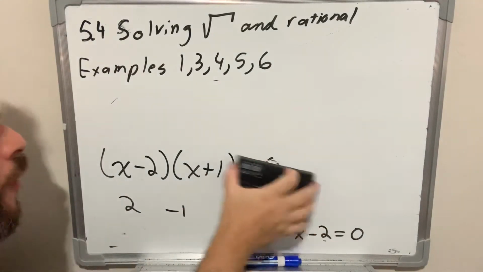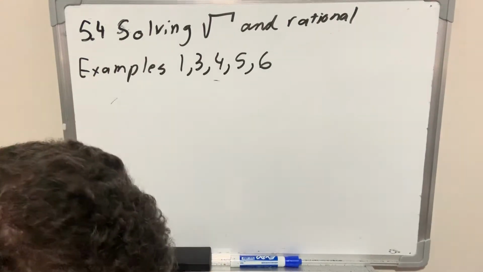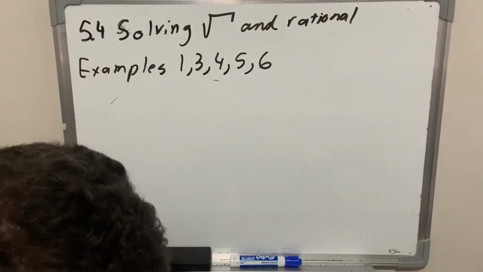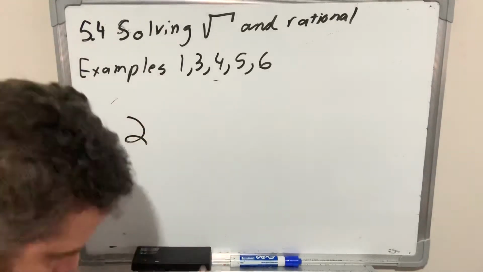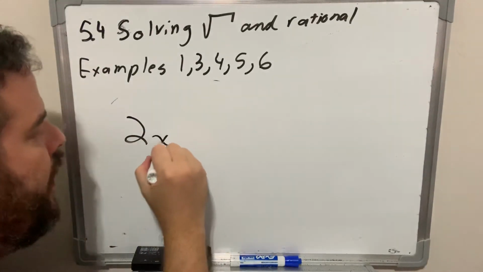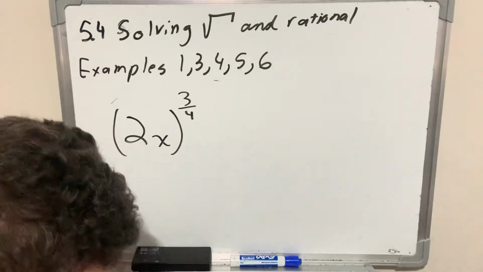That was example 4. Now let's go over example 5. In example 5, it's solving an equation with a rational exponent. I have 2x. Now guys, here you have to be very careful with your parentheses, okay?